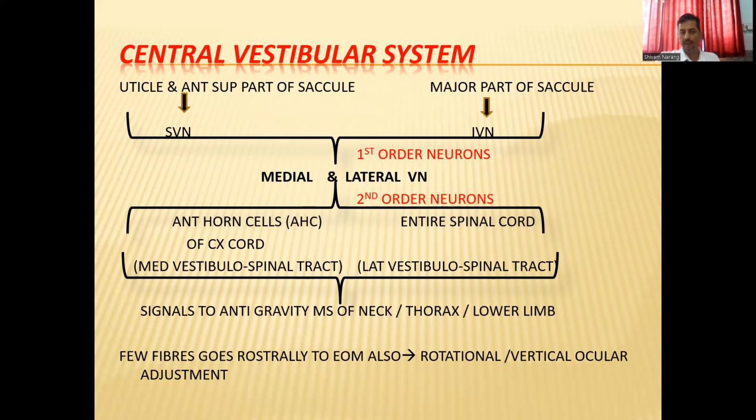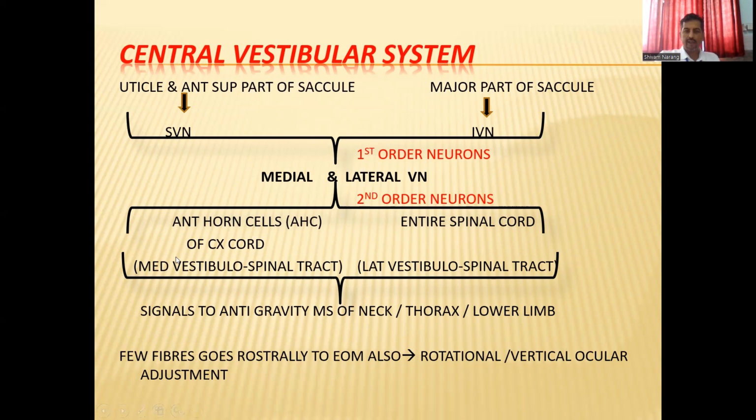cord. And we call it the medial vestibulo-spinal tract, from the vestibule up to the cervical cord. So it is the vestibulo-spinal tract. From the medial vestibular nucleus to the anterior horn cell, this is the medial vestibulo-spinal tract. From the lateral vestibular nucleus to most of the spinal cord, it is the lateral vestibulo-spinal tract.